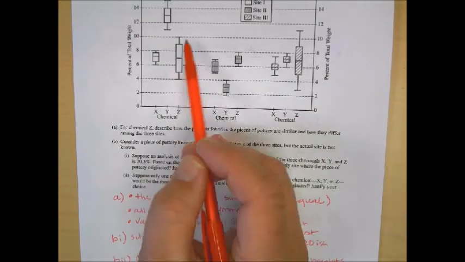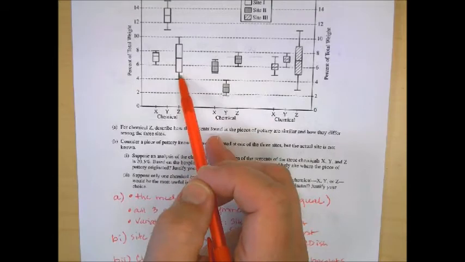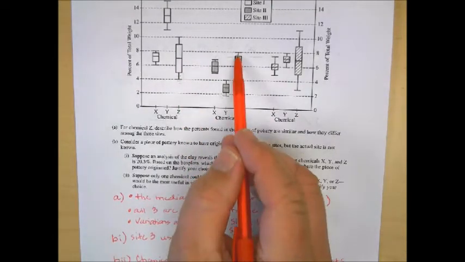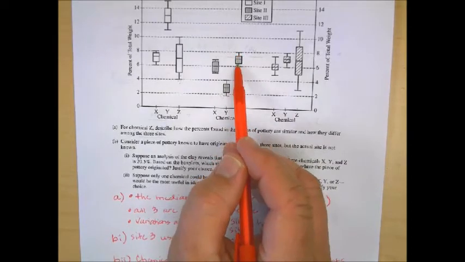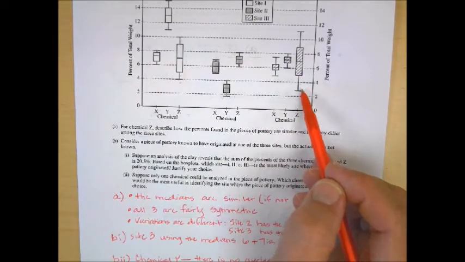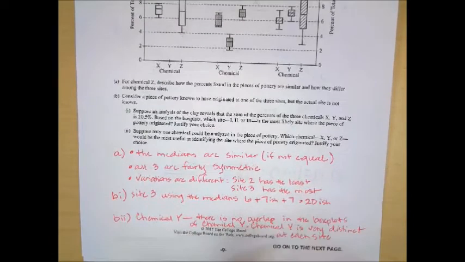At site 1, fairly symmetric, not skewed. Site 2, fairly symmetric, not skewed. Site 3, fairly symmetric, not skewed. So that's what I wrote. All 3 are fairly symmetric. So that's a couple of similarities.